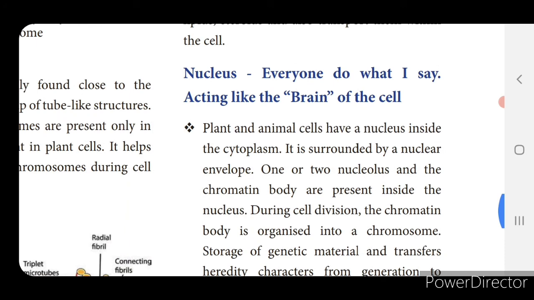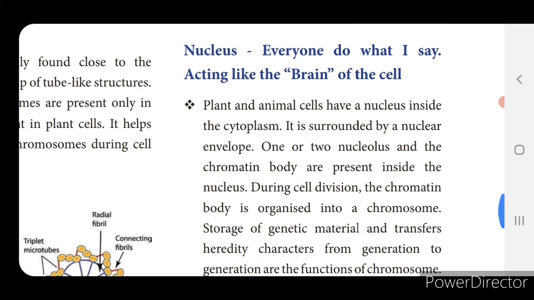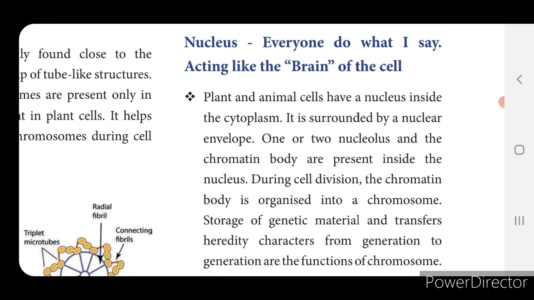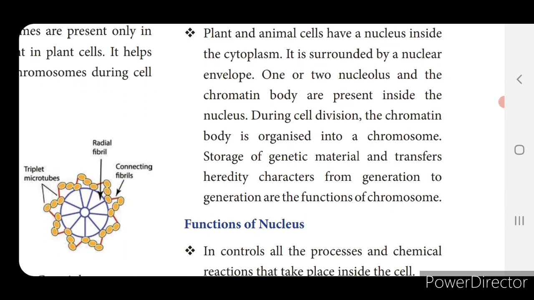Next we will see about the nucleus. The nucleus is very important. It is the brain of the cell. Plant and animal cells have a nucleus inside the cytoplasm, and it is covered by the nuclear membrane. The liquid present inside the nucleus is called nucleoplasm. I already explained all these things. It is surrounded by a nuclear envelope. One or two nucleoli and the chromatin body are present inside the nucleus. During cell division, the chromatin body is organized into chromosomes. Storage of genetic material and transfer of hereditary characters from generation to generation are the functions of chromosomes.